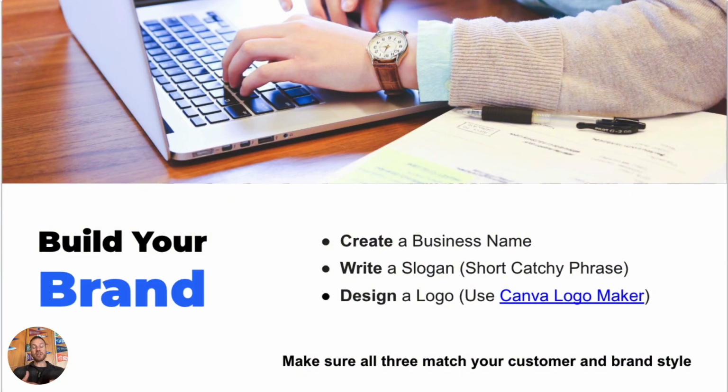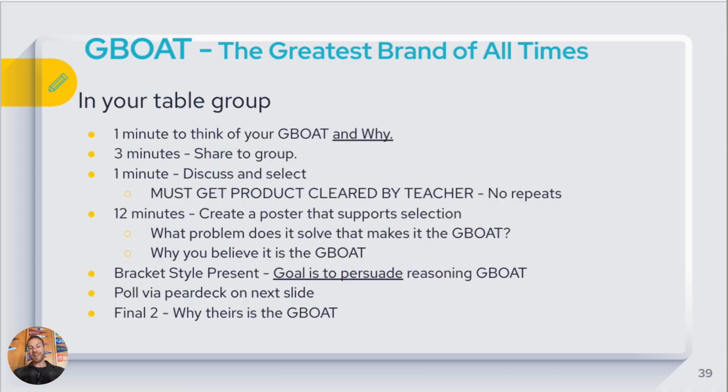But I close this out with a fun competitive bracket style competition that I call the greatest brand of all times. I also do a greatest product of all times in my introduction to business class, but because this is marketing, we do greatest brand of all times, the G.O.A.T. With the G.O.A.T., I give students 1 minute to think of what their greatest brand of all times could possibly be and why. Once they have that, I have them in groups of no more than 4 to share within their group, and I have them whisper so somebody doesn't steal their idea.